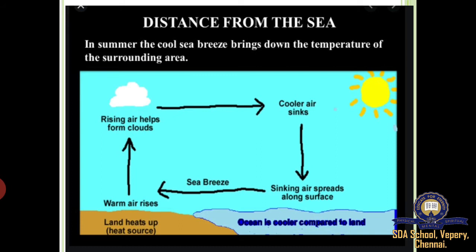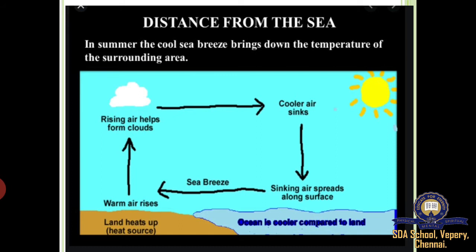In summer, the places far away from the sea are hot because the land heats up very quickly. Places nearby the sea remain cooler as water takes a long time to heat.